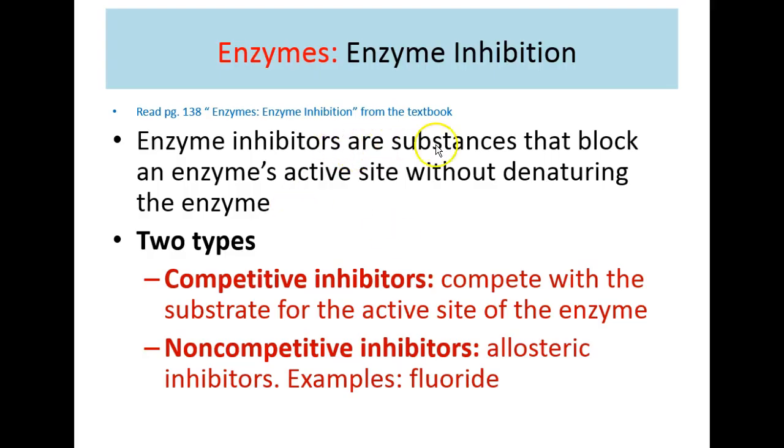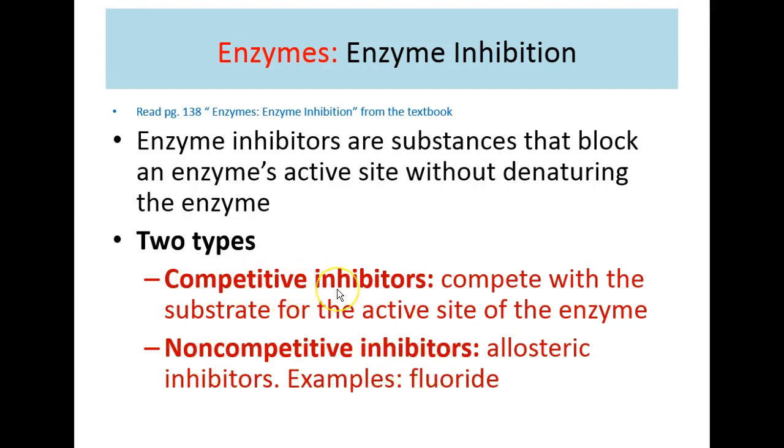Enzyme inhibitors are substances that block an enzyme's active site without denaturing the enzyme. In other words, enzyme inhibitors will affect the active site of the enzyme. If the active site of the enzyme is affected, the enzyme cannot work. There are two types of inhibitors: competitive inhibitors and non-competitive inhibitors.